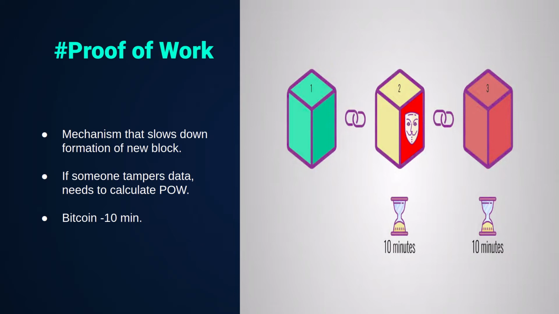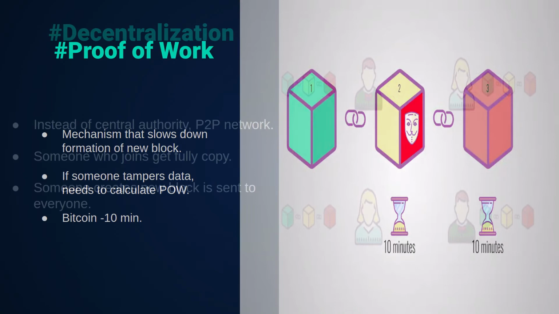So in order to mitigate that, blockchains use something known as proof of work. It is a mechanism that slows down the formation of a new block. If someone tries to tamper with the data, that person needs to calculate the proof of work for each block in the blockchain. And in the case of Bitcoin, the proof of work for a single block is around 10 minutes. So it is nearly impossible for a person to tamper with the data and make the blockchain valid once again with the proof of work mechanism.